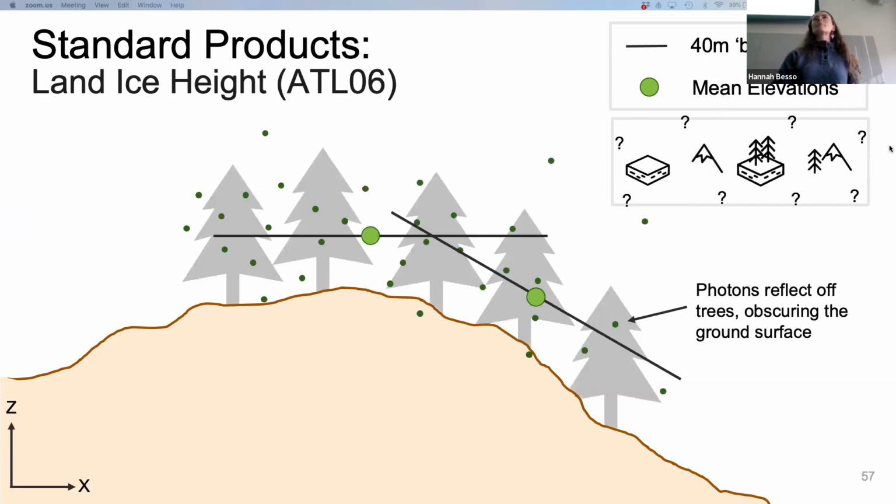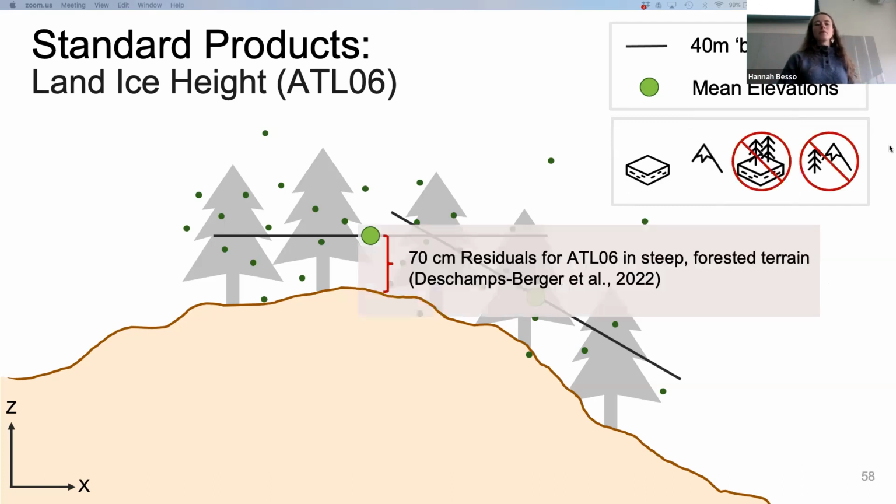However, it does not differentiate between different types of terrain. So we might have the ground surface and we might have canopy cover over that ground surface. And this product does not differentiate between canopy cover and ground cover. And so if there are trees, that might positively bias the elevation that we're measuring. So past work has measured in treed and steep terrain that there can be 70 centimeter residuals or errors for this product when you try to measure snow depth using it. And those are pretty large residuals when we think about the depth of the snowpack.